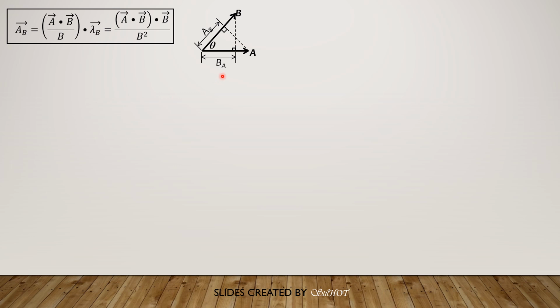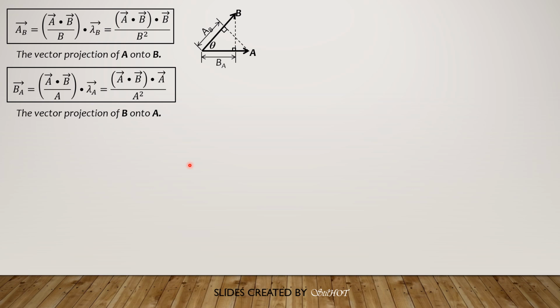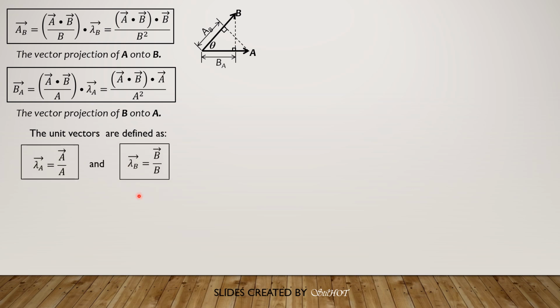Likewise, B sub A in vector form is equal to A dot B over A times lambda of A, or the unit vector of A. So it is A dot B times vector A divided by A squared. That is the vector projection of B onto A. The unit vectors are lambda A equals vector A divided by its magnitude, and lambda B is vector B divided by its magnitude. So let's have this right thumb rule.